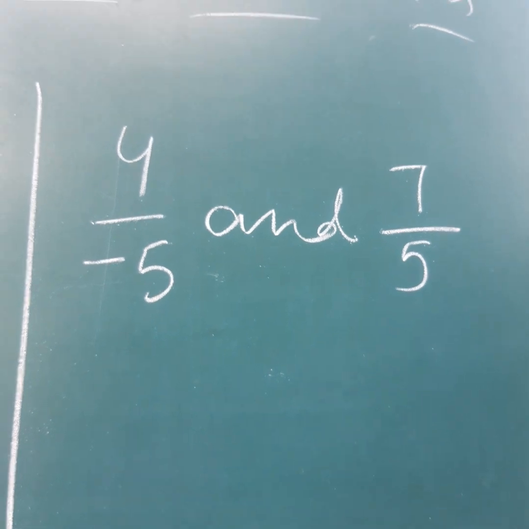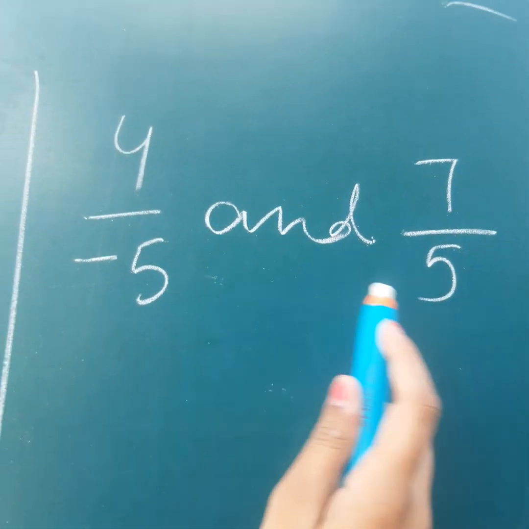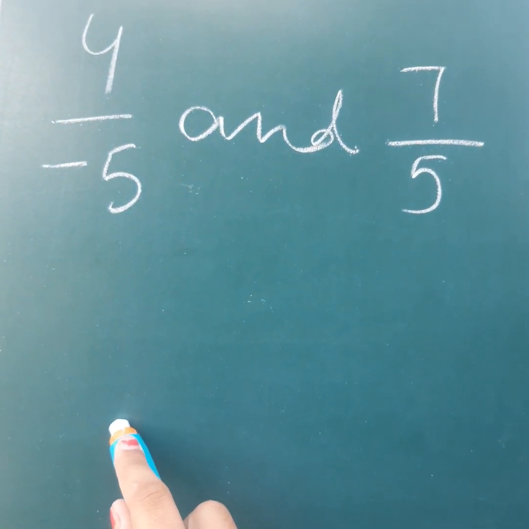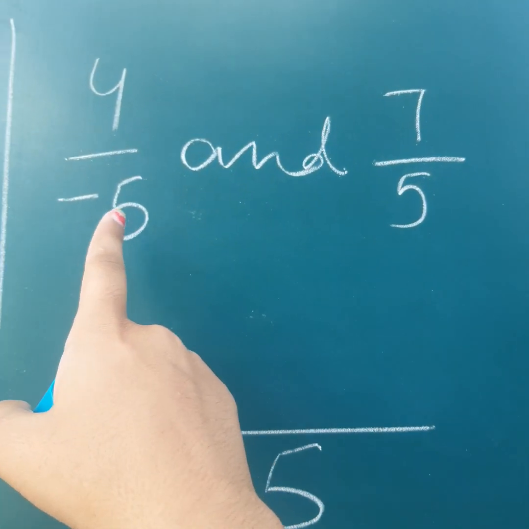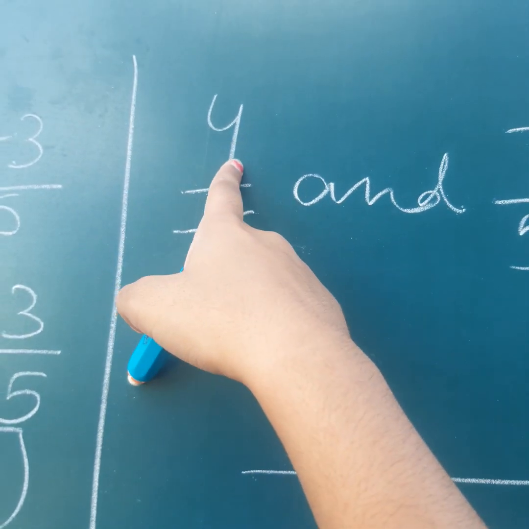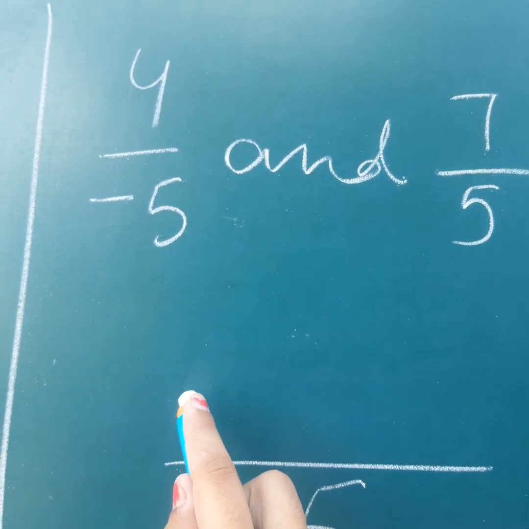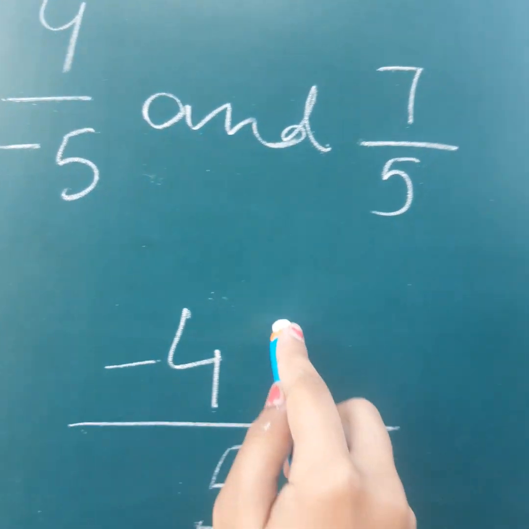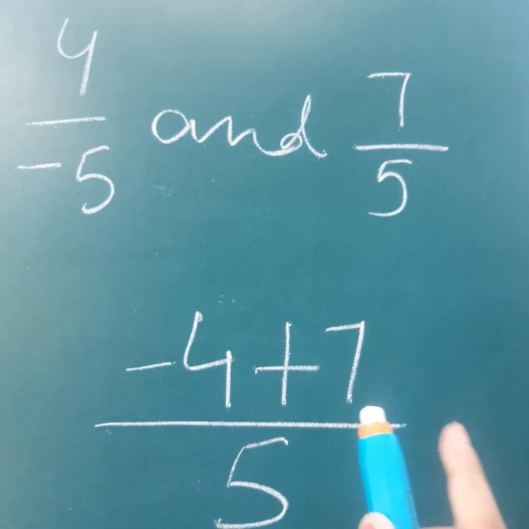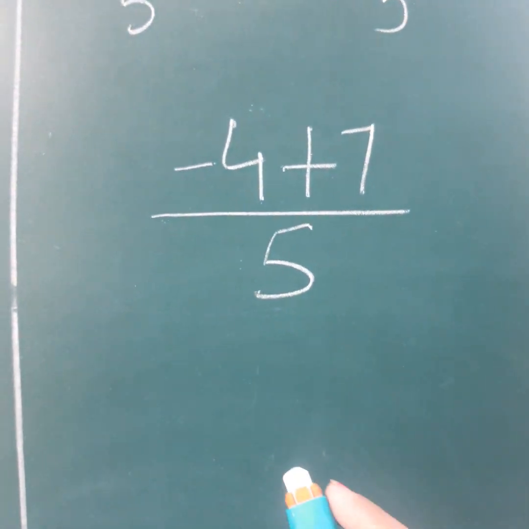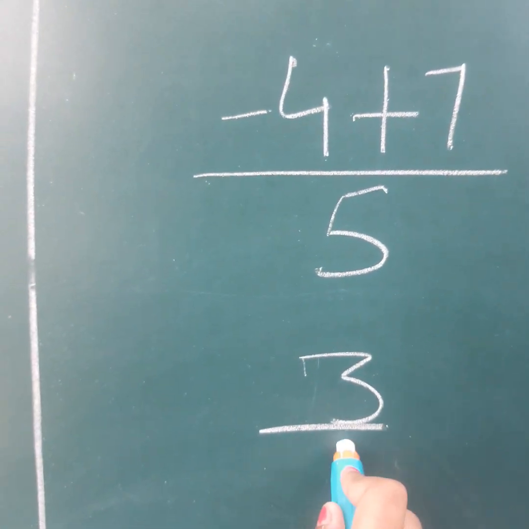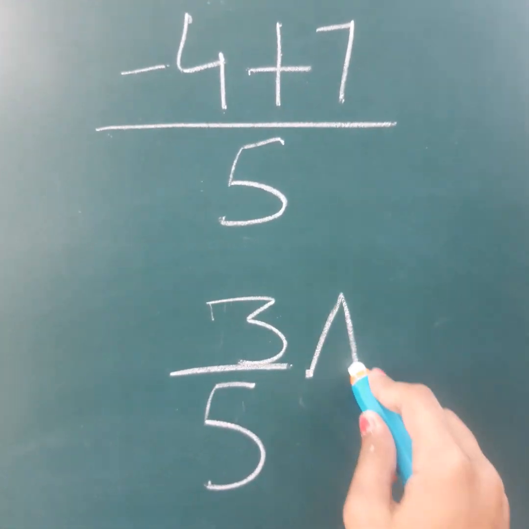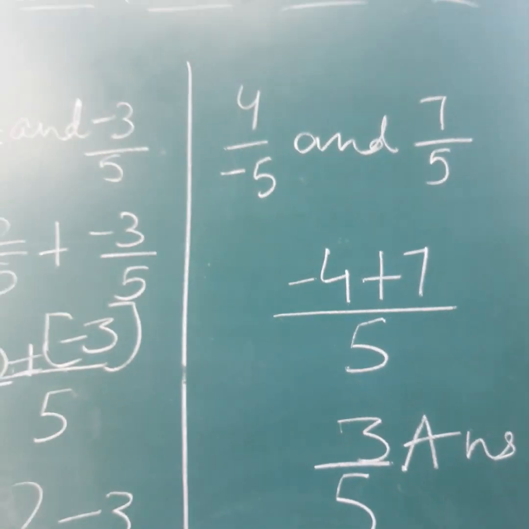In this case we have to take the LCM of both denominators, that is 5, but here the negative sign goes to the numerator. So it's minus 4 plus 7. Next, minus 4 plus 7 is equal to 3 over 5. So our answer is 3 over 5. I hope you understand this term.